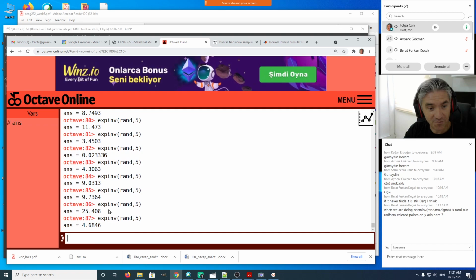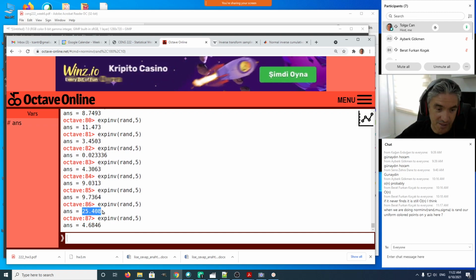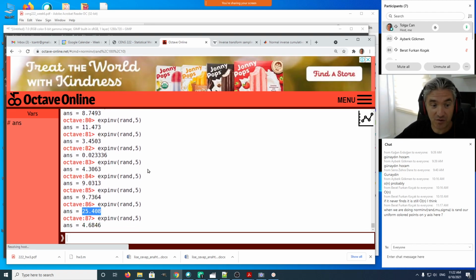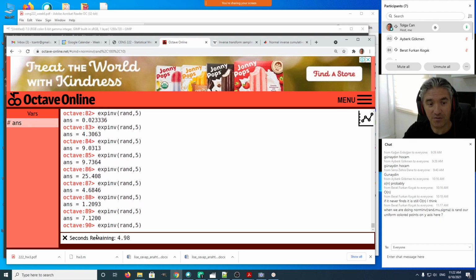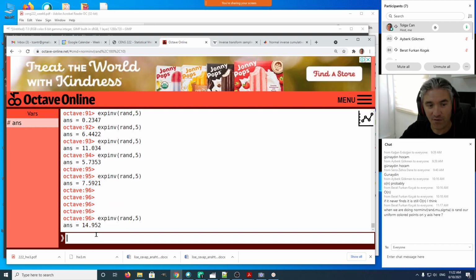Wow, look at this, 25. It's really low probability to receive 25, but we got that. Sometimes we get 25, sometimes we get 0.02. Both of them are low probabilities, but they're non-zero probabilities. If you just do this a lot, their average will be 5. Average waiting time will be 5. So that's the inverse transform method.